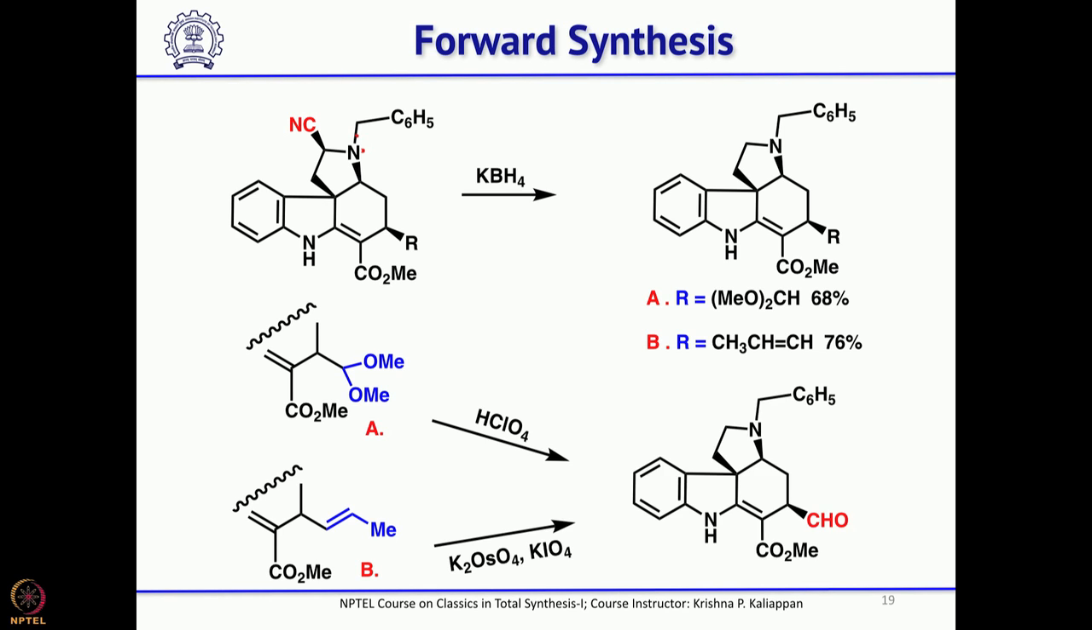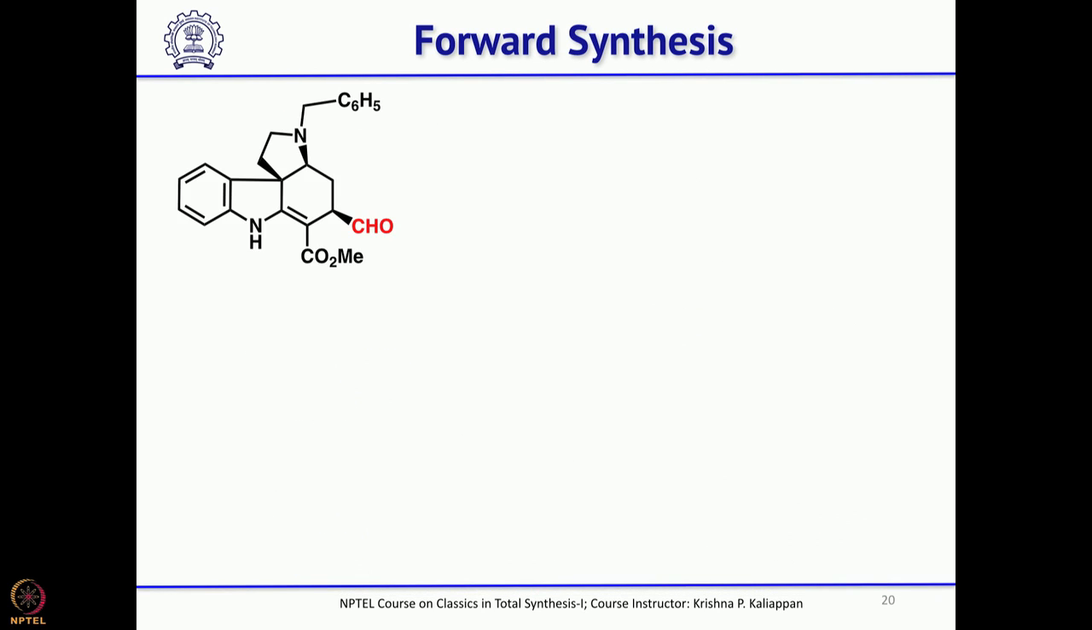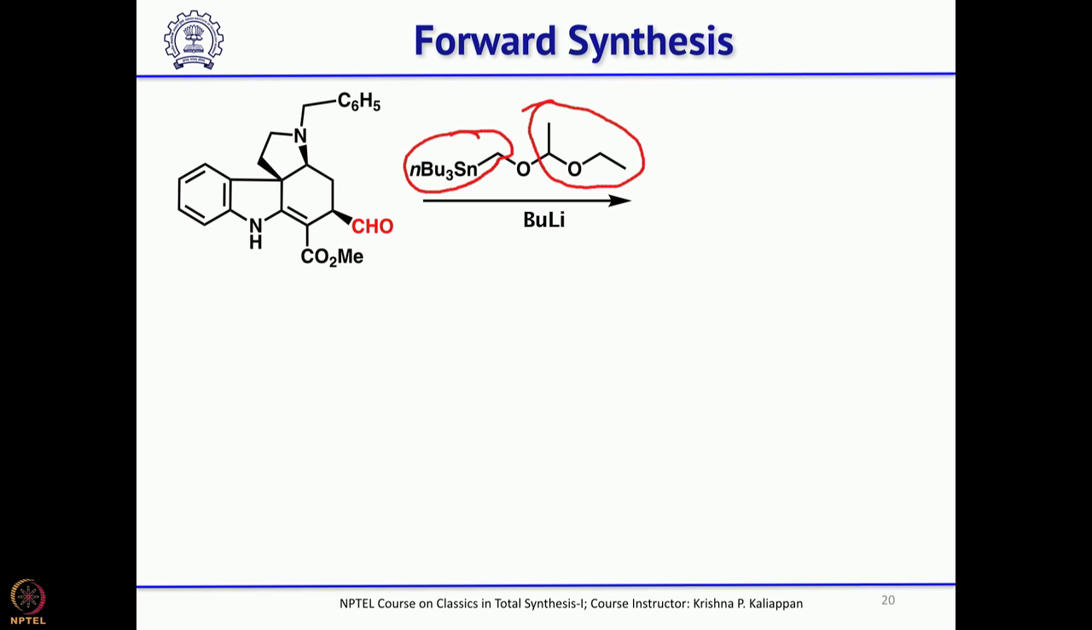What we have done earlier, this is the aldehyde. You remember, this is the aldehyde we had, and once you have this aldehyde, he treated it with the corresponding tributyl tin methanol, but the alcohol was protected with ethyl vinyl ether.